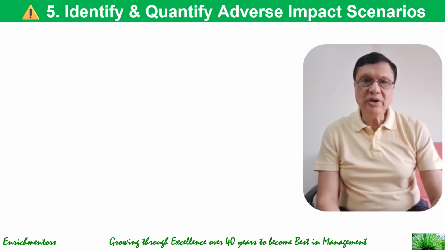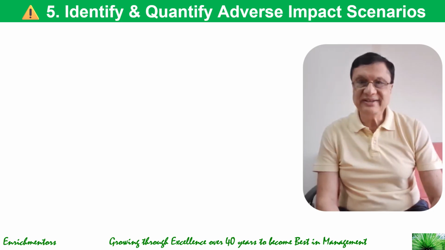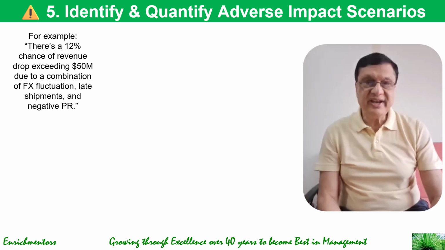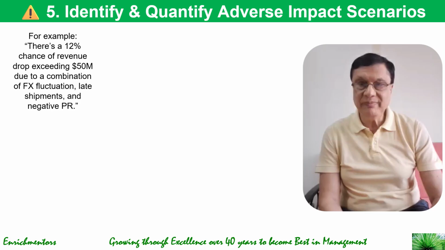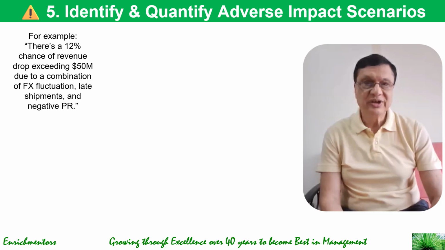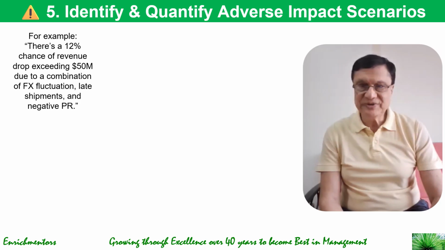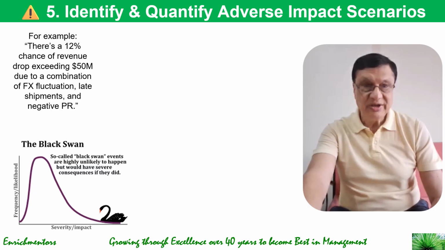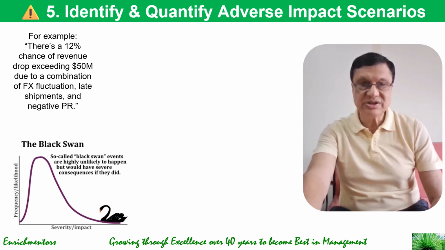So next thing is to know that you can identify and quantify these adverse impact scenarios. An example of that would be to say that there is a 12% chance of revenue drop exceeding $50 million due to a combination of FX fluctuation, late shipments, and negative PR. So like this, AI helps surface a few important things like black swan events, which are highly unlikely to happen, but would have severe consequences if they did happen, like COVID-19.